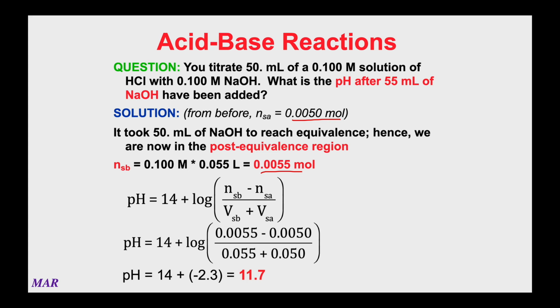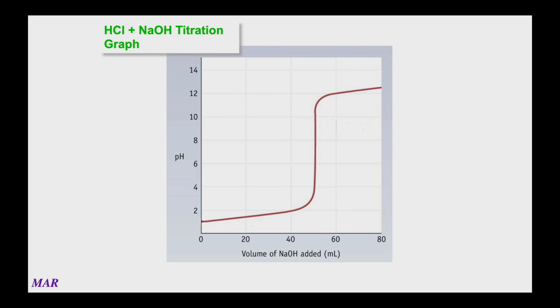So notice how the pH jumped quite a bit there. It started at 7 at equivalence and jumped up to 11.7. These strong acids and strong bases have very sharp S-curve graphs. This is what the graph would look like. So anyway, initially we saw the pH of this graph was a 1.00 value, and it is.